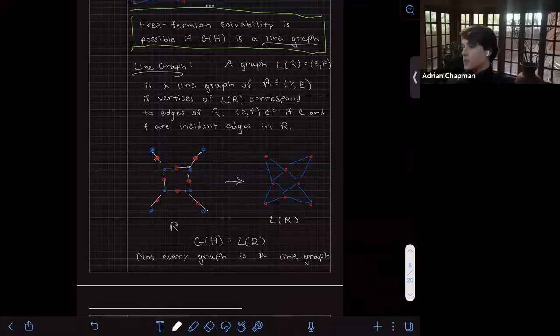Right. I think that's a good way of looking at it. There are a few important things to know. The line graph of the line graph is not the original graph. So it's not an invertible map. It is not its own inverse, it's not an involution. There are cases where the line graph returns the original graph, in which case the line graph of the line graph is the original graph.